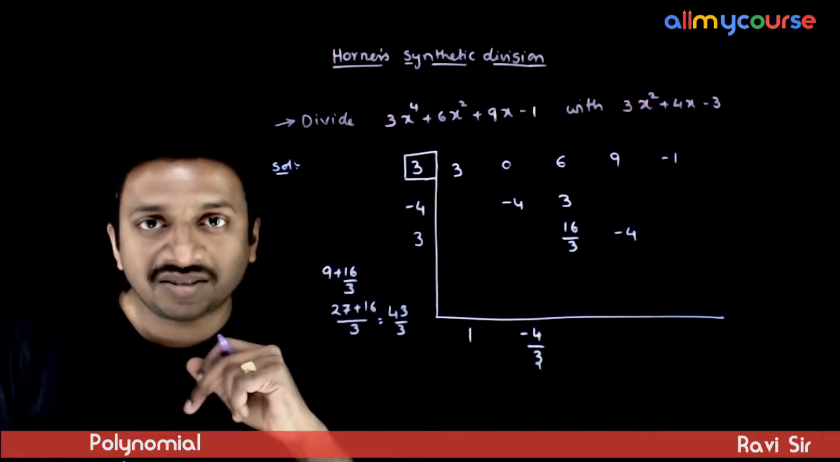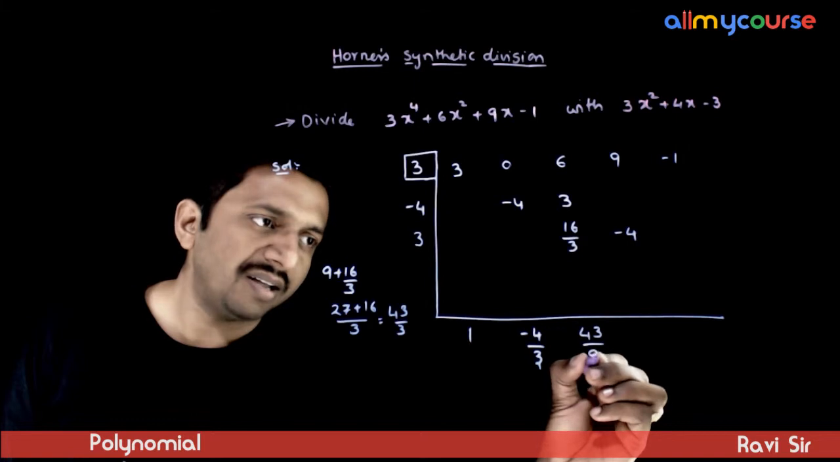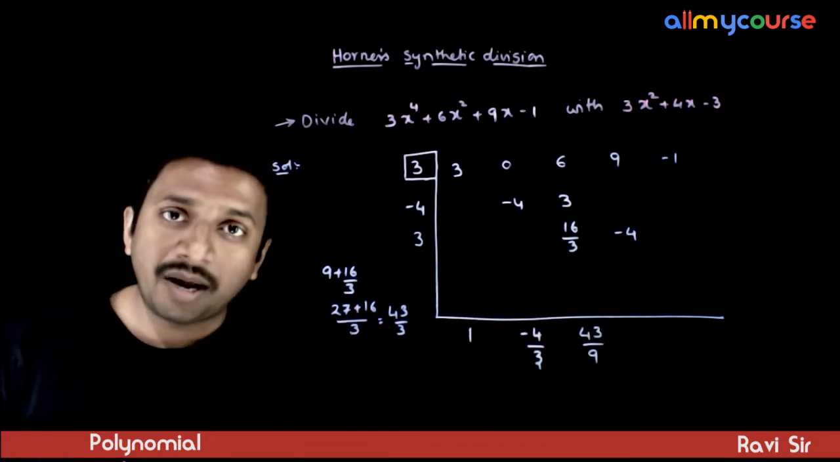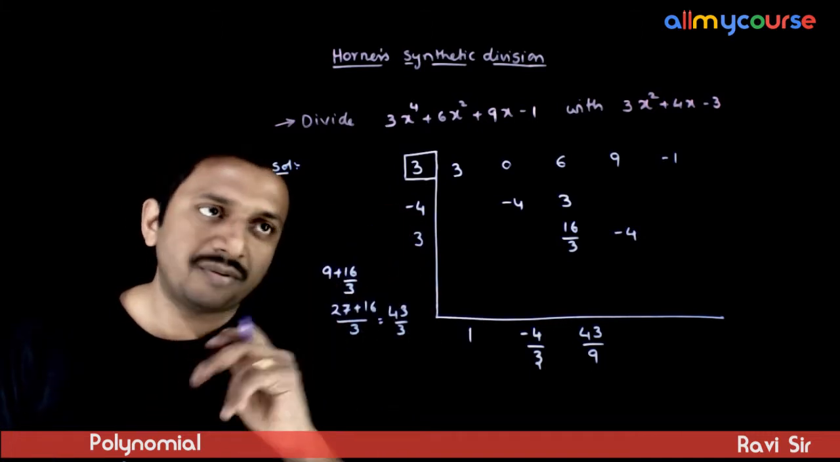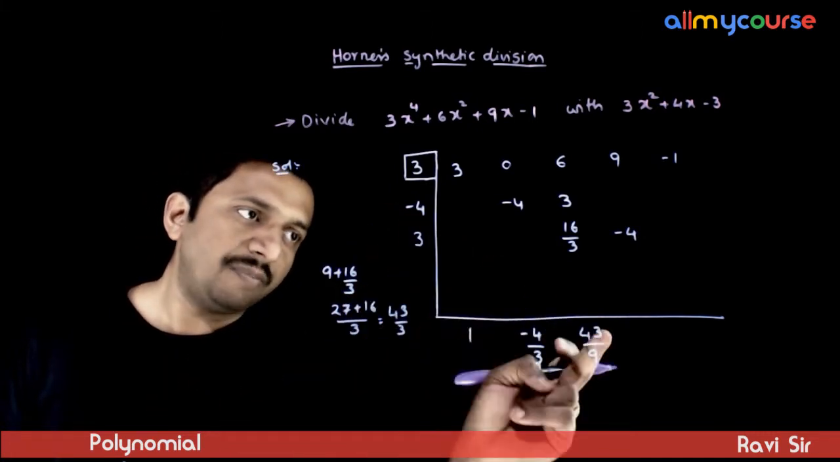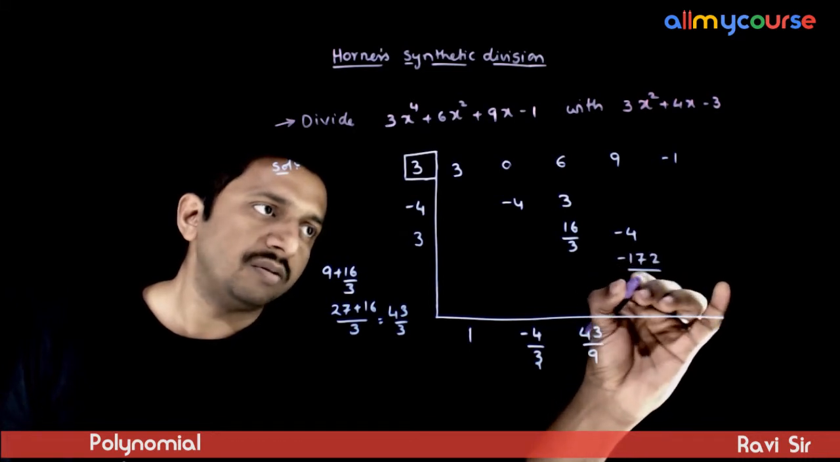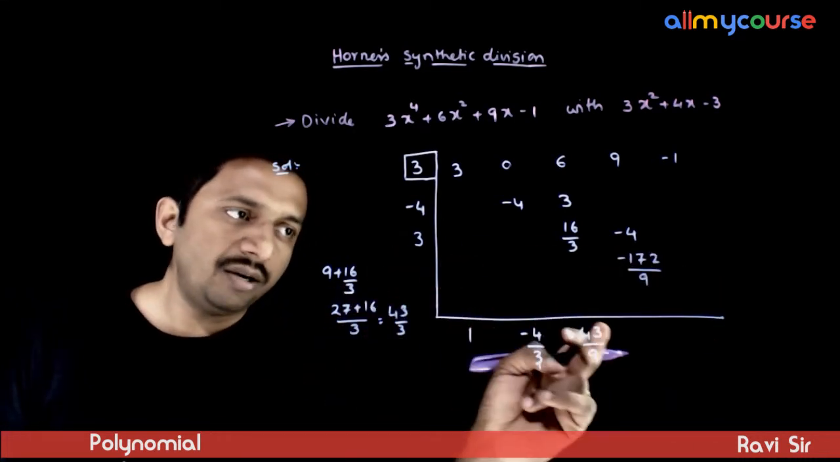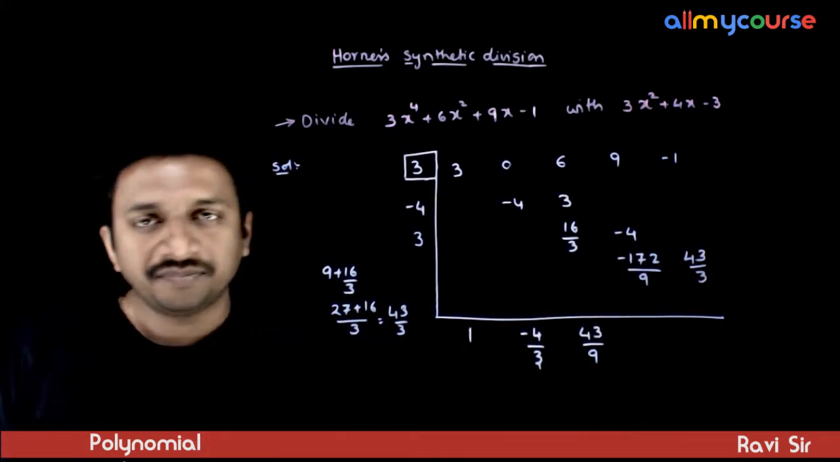If the leading coefficient were 1, I would have got 43 by 3 here. But the leading coefficient is 3. I need to divide this by 3. So 43 by 9. Now we have come to the final stages. 43 by 9 into minus 4 is minus 172 by 9. And 3 into 43 by 9 is 43 by 3.